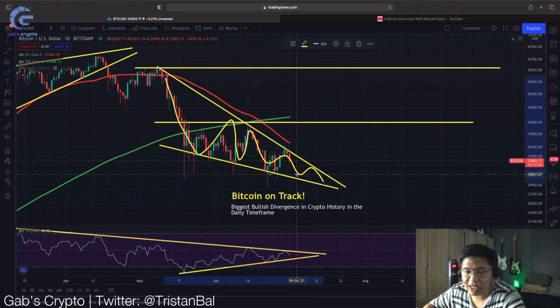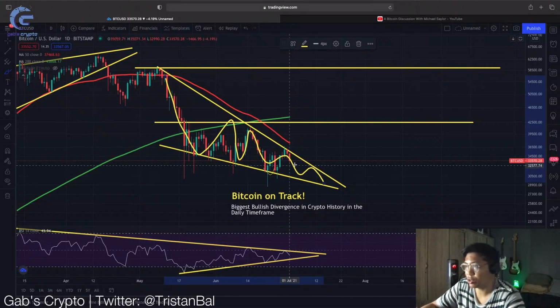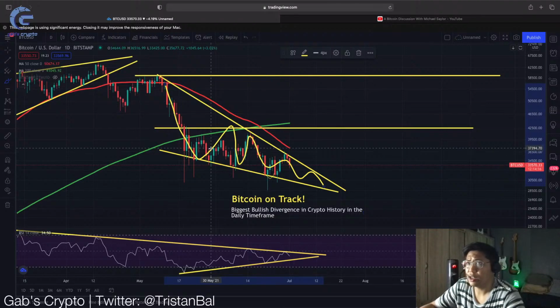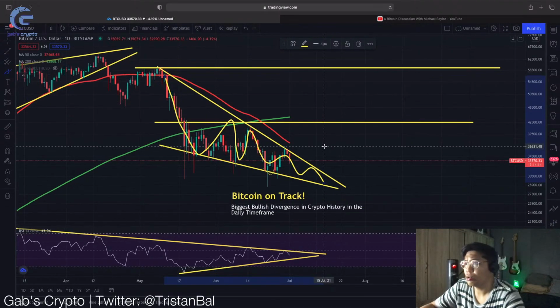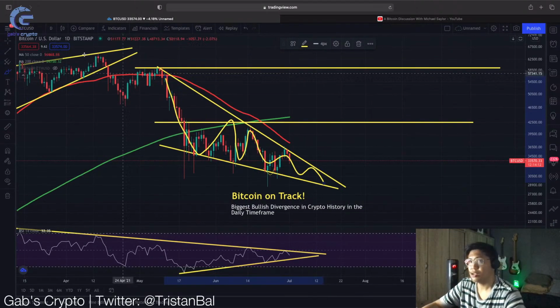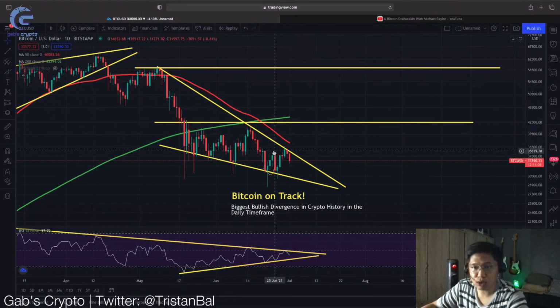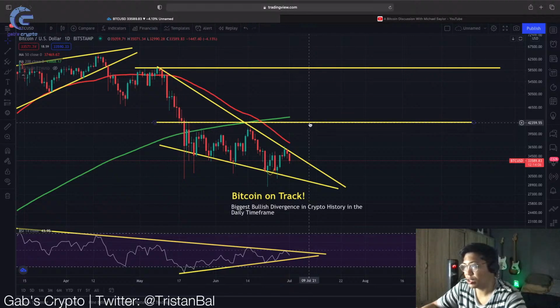So if may DCA strategy ka for 32, 31, 30,000, I think it's a good sign kasi ang dami nating pwedeng entry level dito. So yeah, that's Bitcoin and let's now look siguro at the weekly time frame. So i-hide lang muna natin to. And there's actually the most bullish thing na kailangan nyong makita with the weekly time frame.